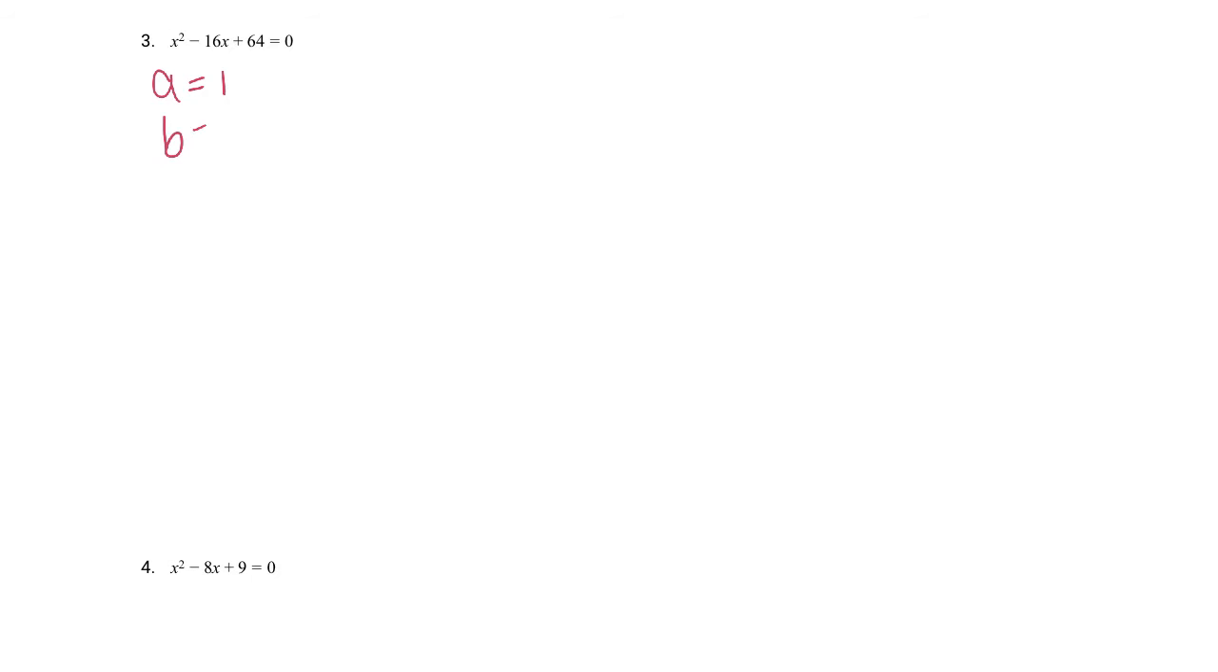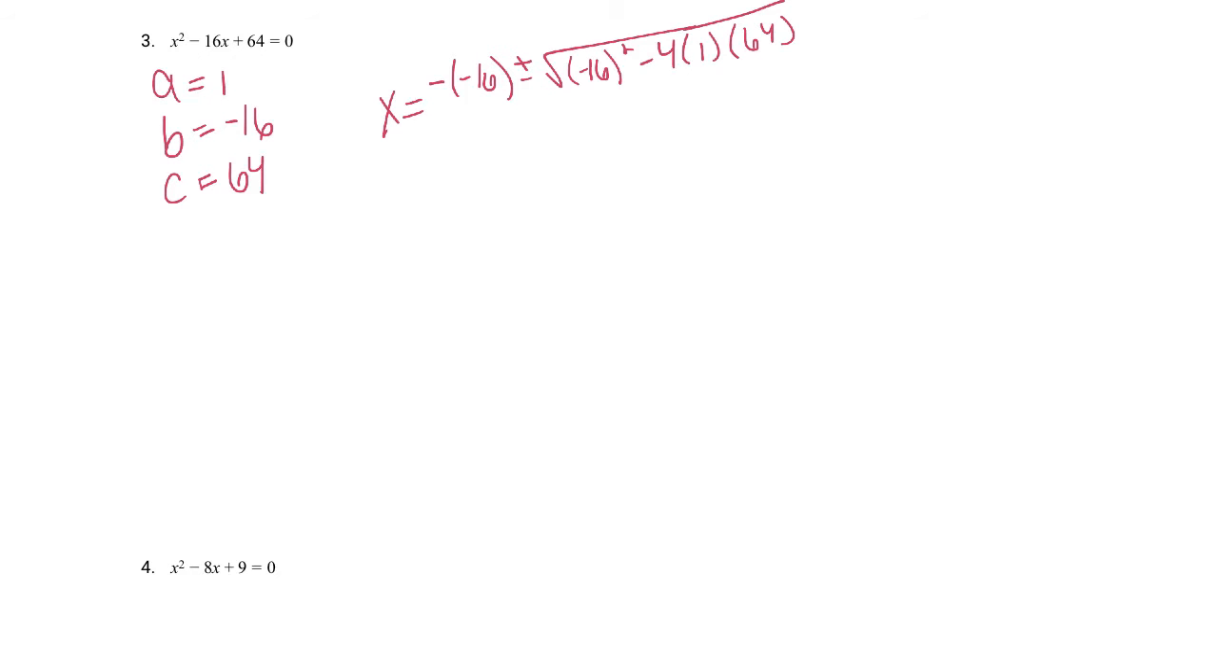So we've got a equals 1, b is -16, c is 64. x equals -16 plus or minus the square root of b squared, -16 squared, minus 4 times 1 times 64, all over 2 times 1. We can simplify. Sorry, that was such a strange angle there. 16 plus or minus the square root, 16 squared.